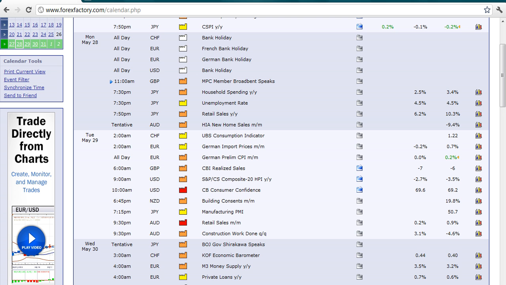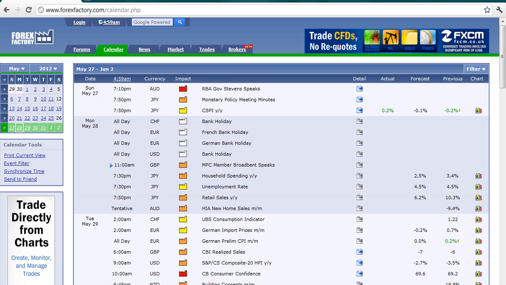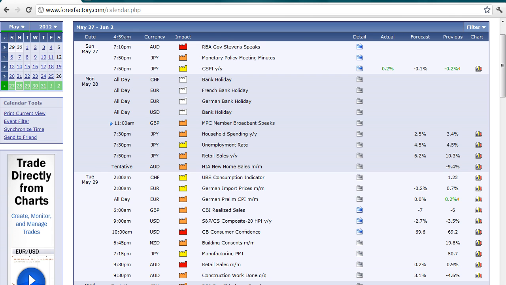Let's have a look at the Forex calendar. Today, very quiet day. We have bank holidays in Switzerland, France, Germany, and the US. Very quiet day in terms of data. What do we have out tomorrow? We have the US consumer confidence data forecast at 69.6, previously 69.2.